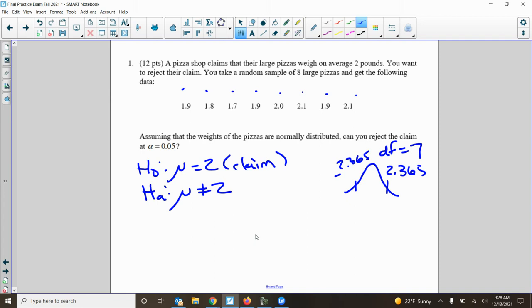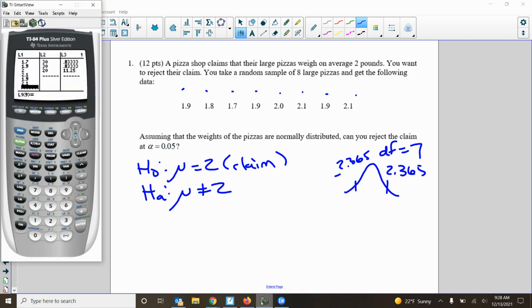All right, so here we are in the middle of the first question from chapter 7, and we are going to run Stat, Calc, one-variable stats on L1. And notice x bar is 1.925. Do I use sigma here? No, because it's a sample, right?